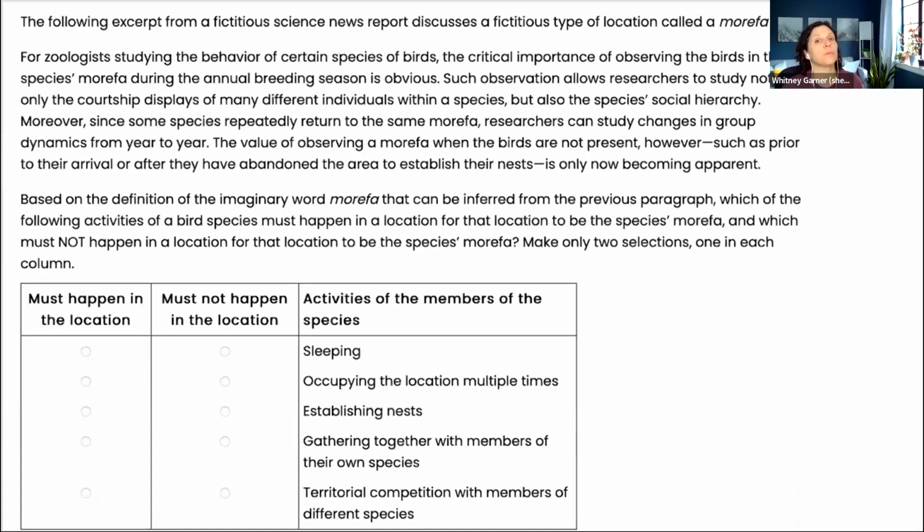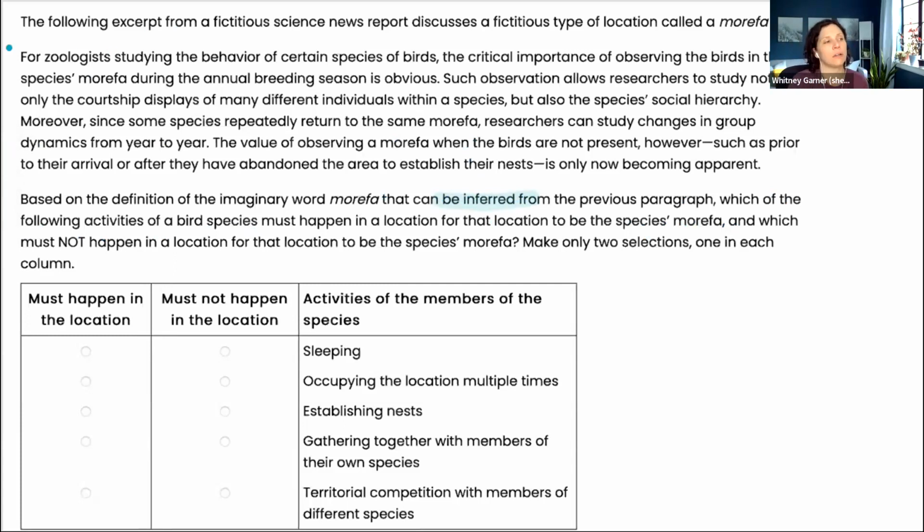Just like with normal critical reasoning or verbal problems, I want to read the question first. I know that sounds weird because I won't know what the story is about, but I do want to have a sense of what they're asking me. They're talking about something that must or must not happen in a location, and this language of inferred. So it can be inferred, meaning maybe it's not stated directly, but it's stated pretty close to directly. Which of the following activities of a bird species must happen in order for them to call it a morifa? And what things must not happen in that location for it to be considered a morifa?